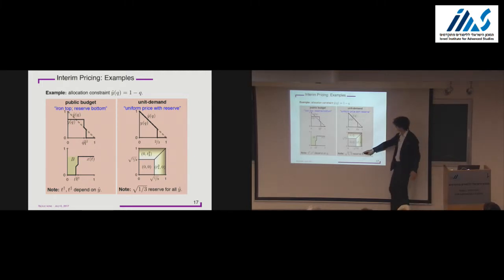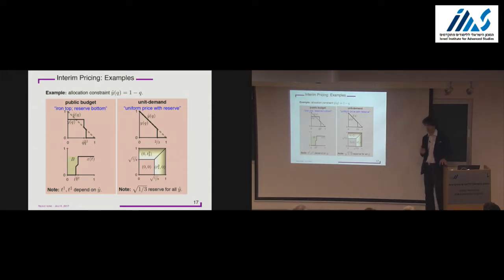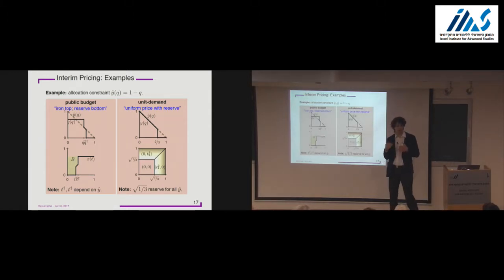Okay, and as I said before, the square root of 1/3 for the uniform 0-1 squared example is the reserve price you use regardless of what the original allocation constraint was. Okay, you're always going to modify the allocation constraint y hat in the exact same way for any allocation constraint y hat. Okay, so the reason why I went through these examples first just showing you what they looked like was because I wanted you to see how different they are when you put them into this framework of interim optimization. Okay, optimization subject to an allocation constraint.